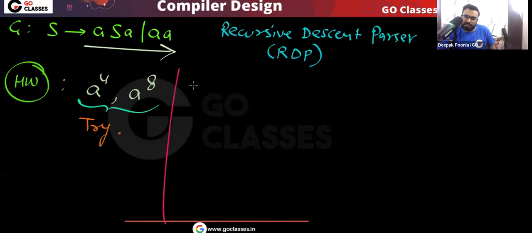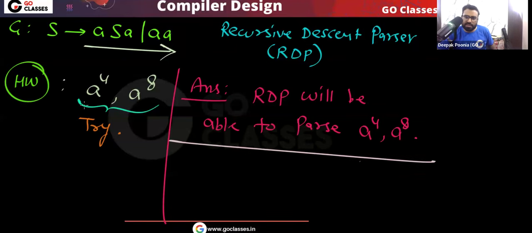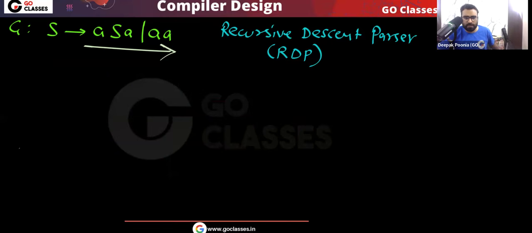Okay, let me give you the answer. The answer is that the recursive descent parser will be able to recognize, will be able to parse a power 4 and a power 8 both. Is this clear? Now let's check. We will check a power 6.